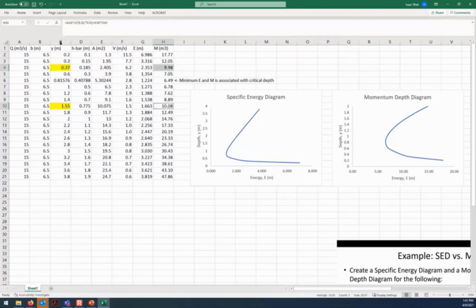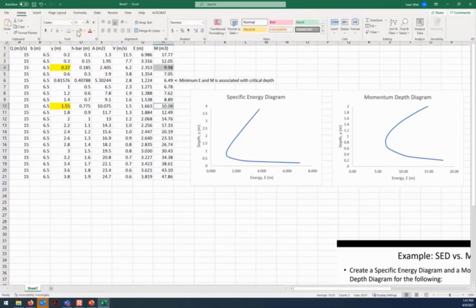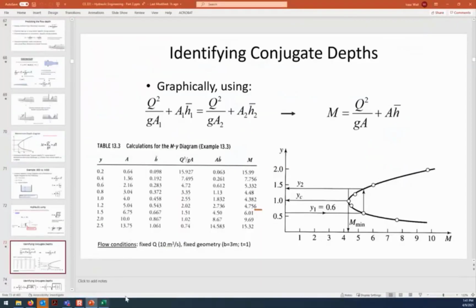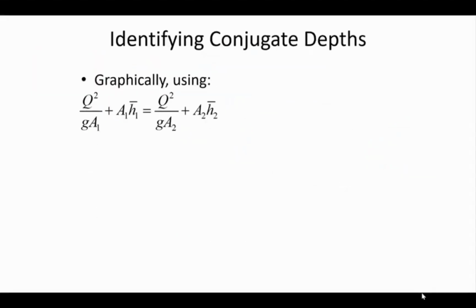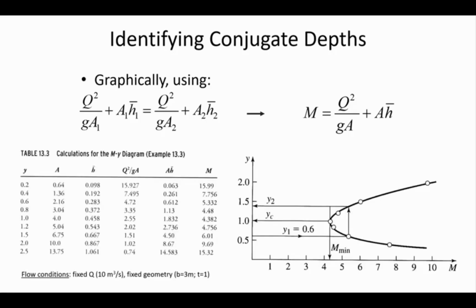And the name of those two different depths is that they are conjugate depths. And so you can find the conjugate depths graphically by depicting a momentum depth curve and going through that process of finding out what are the two different depths for the same amount of momentum. So that's the approach that's illustrated here. And by the way, there is a physical significance to this.